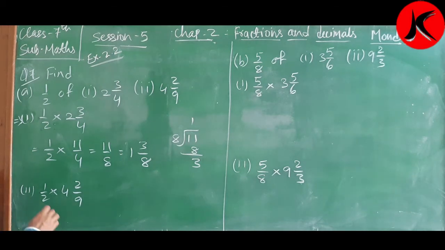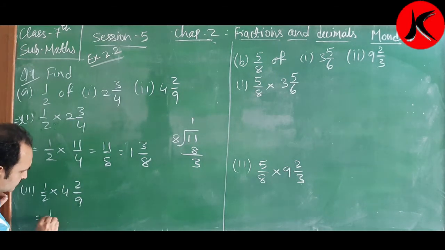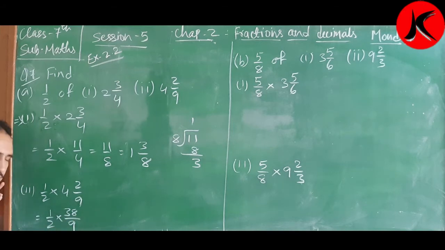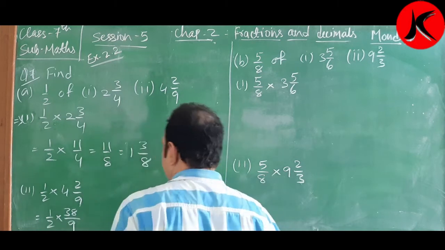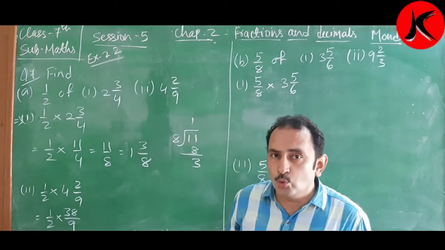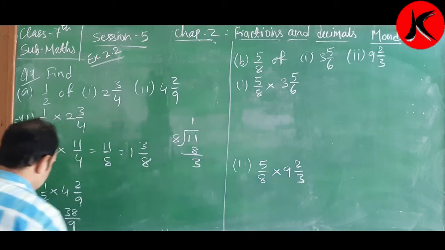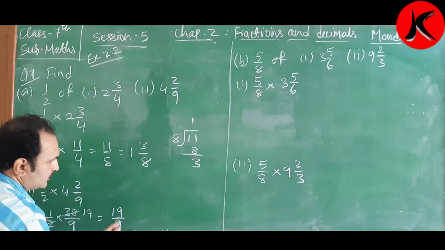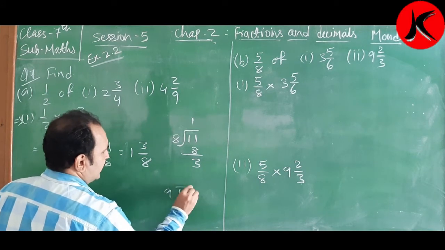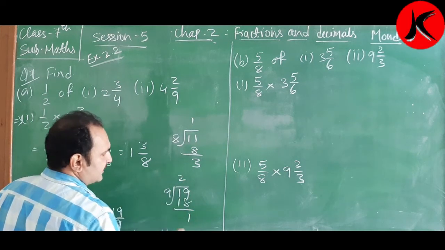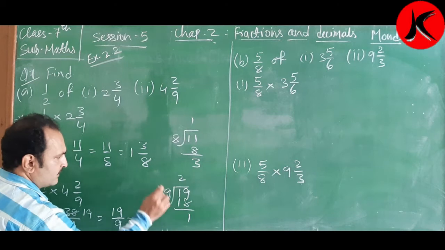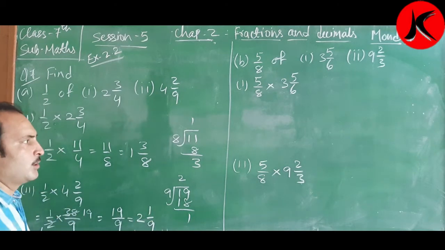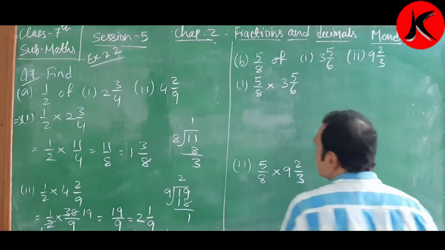Same way. Half of 4 integer 2 upon 9. 4 9s are 36. 36 plus 2 is 38 upon 9. Now here also cancellation would be there, children. What cancellation? 38 comes in the table of 2. 2 1s are 2, 2 19s are 38. So 19 upon 9. Divide: 9 2s are 18, and 19 minus 18 is 1. So the answer is 2 integer 1 upon 9.